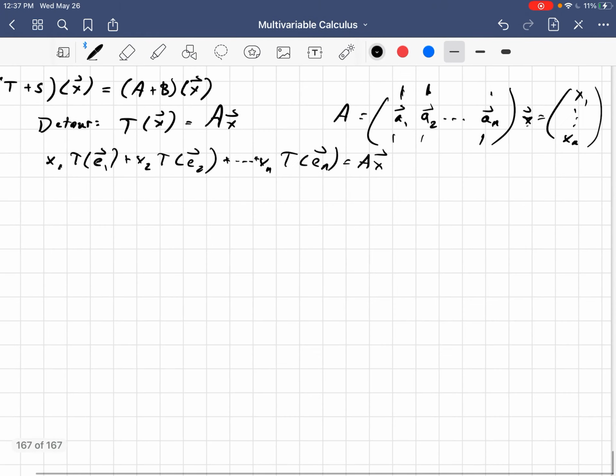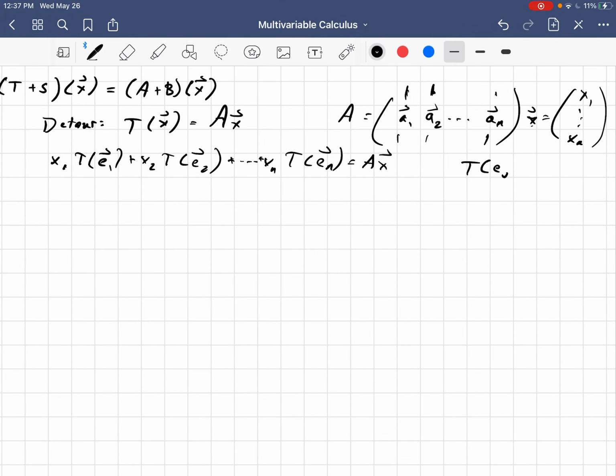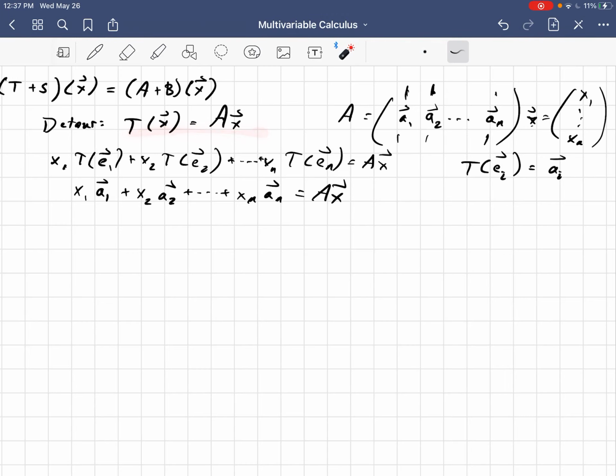And so if I define T of E sub i, it gets taken to some other vector, A sub i. Then what this means is that x sub 1 times A sub 1 plus x sub 2 times A sub 2 plus dot dot dot plus x sub n times A sub n is equal to A times the vector x. And this is what we're going to use as our definition for matrix vector multiplication, because it stems right from this original condition, which was a natural condition to impose.